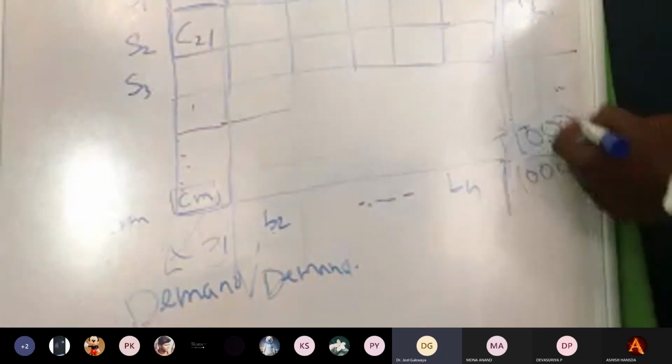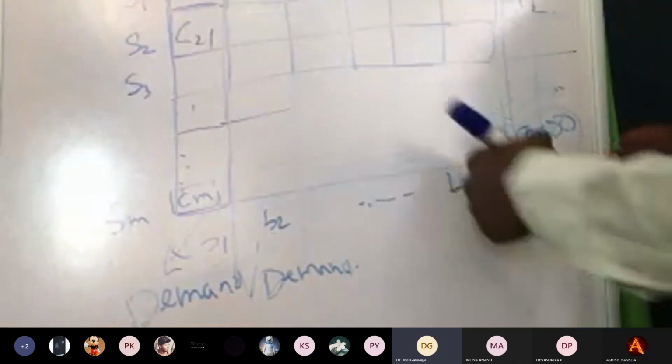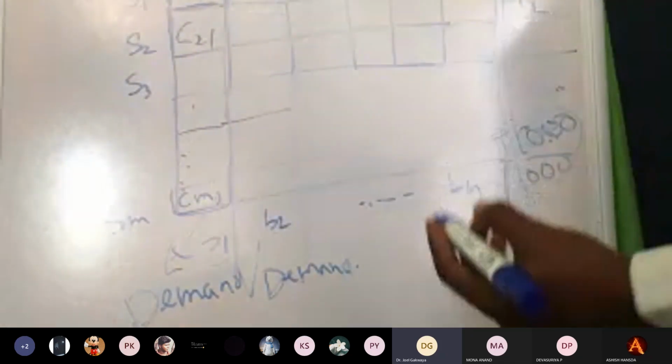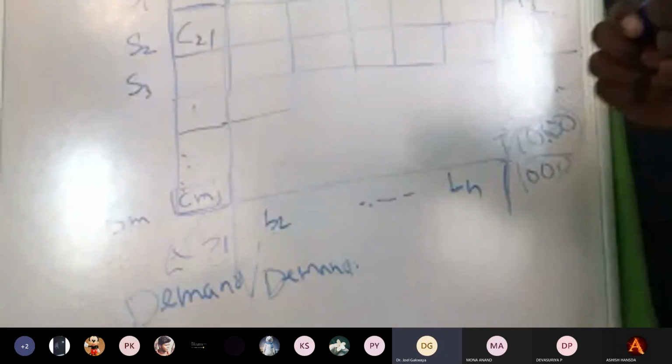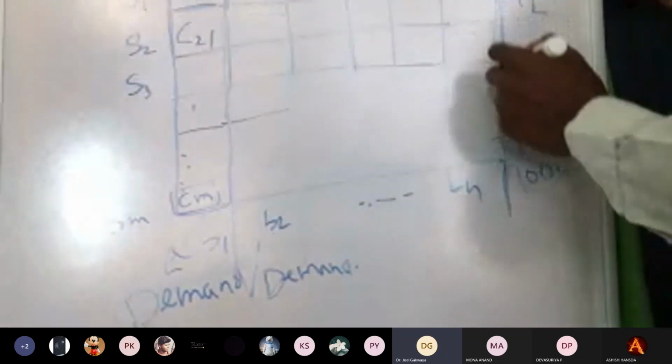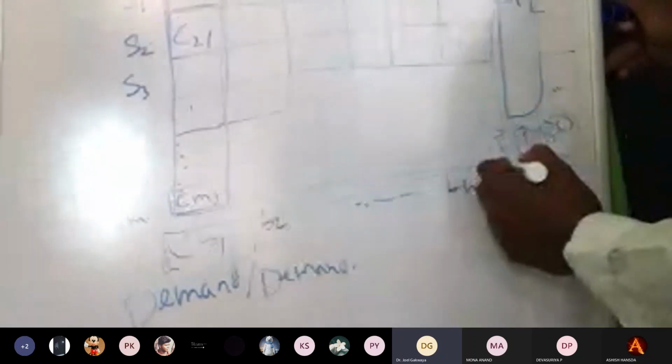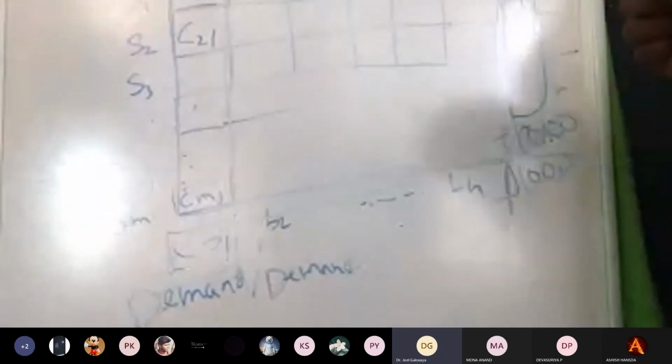If the problem is balanced, then you use some method. If the problem is not balanced, then you have to add some dummy data to make it balanced. So you have to check first if the total supply is equal to the total demand. If they're equal, then you proceed.